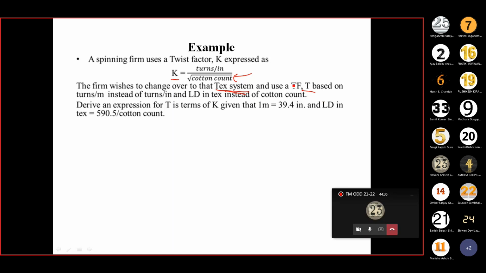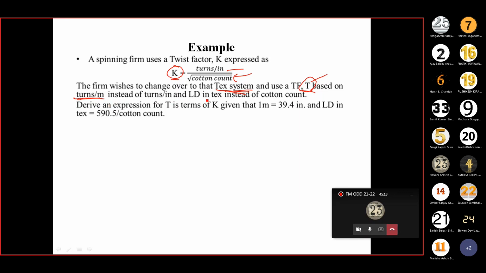Right. In case of English count, initially they are using the twist factor as K. Now they want to change it to the tex system, and they wish to use the twist factor T based on turns per meter, obviously, because tex, if we know the definition of tex, we take a weight in grams for 1000 meters of material, right? So you have to take here turns per meter instead of turns per inch, okay.